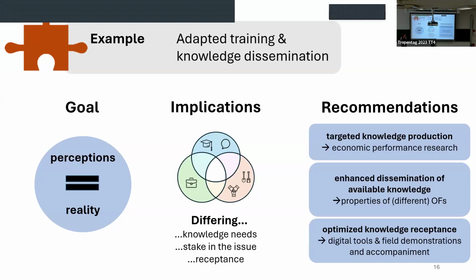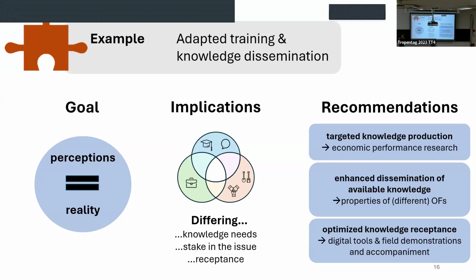And what we got from my study is that we have different knowledge needs in the sector. We have different stakes of different stakeholders in the issue, and we have different preferences of receptance of knowledge. So how can we include this into our recommendations? Well, we have to target knowledge production only to those areas where there is no knowledge currently, so where there is no knowledge in either of these viewpoints, and that would be more economic performance research into different organic fertilizer options. Then we want to enhance the dissemination of available knowledge in those areas where current states of knowledge are differing between my different viewpoints.